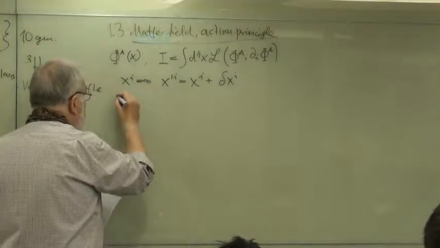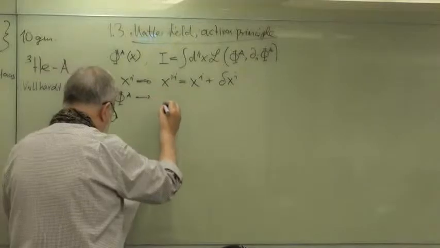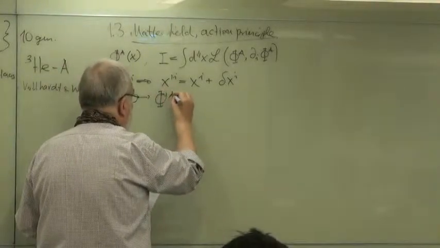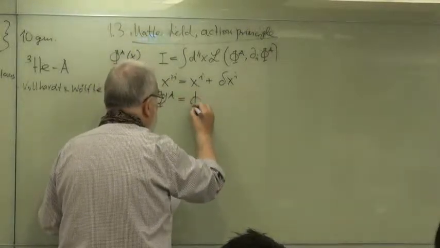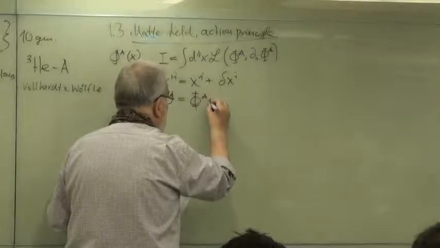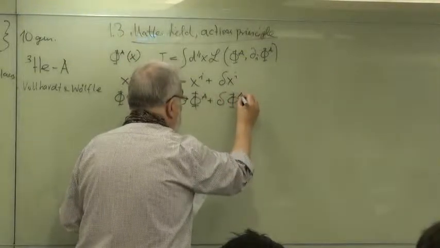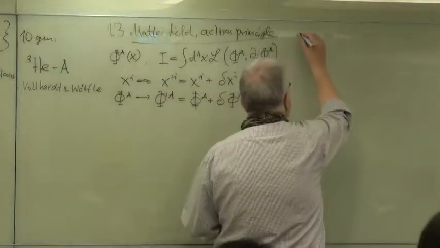And the field phi, substitute by phi dash I, phi dash A equals phi A plus variation of phi A. And then you introduce a substantial variation.